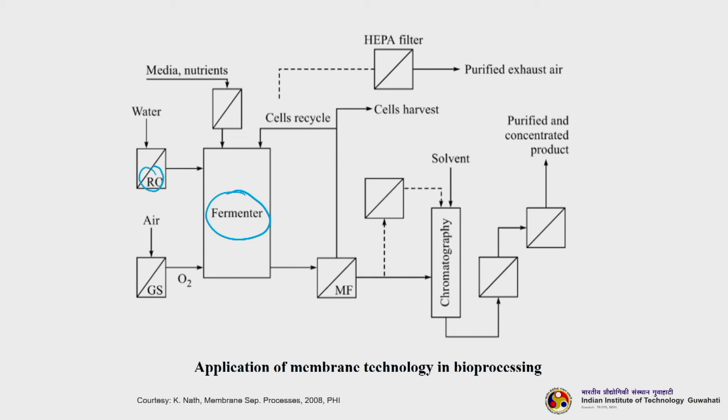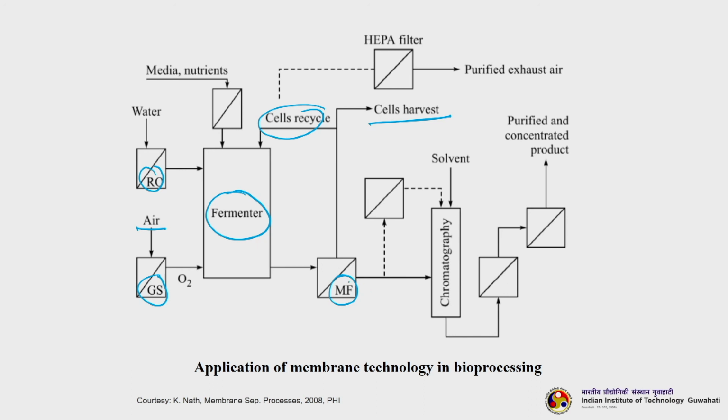And then air, oxygen, is required for the fermentation of the microorganisms. So, oxygen is being purified using a gas separation membrane from the ambient air. Now, once the fermentation is happening, we need to remove some of the cells. These cells can be either dead cells or mature cells. So, we remove the cells using microfiltration. Some of the cells can be recycled back to the fermenter to maintain a proper biomass, and some of the cells will go to the harvesting for the product.